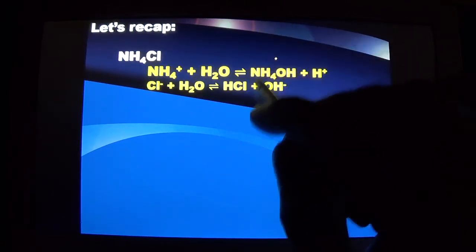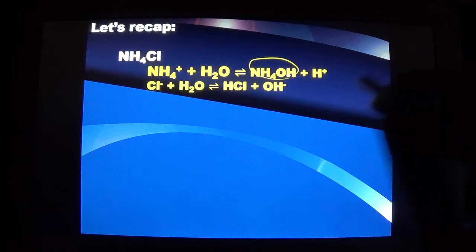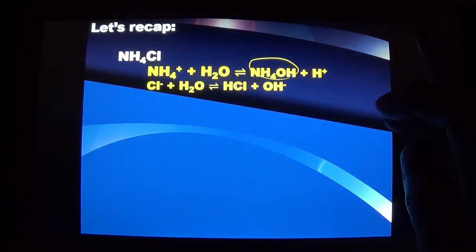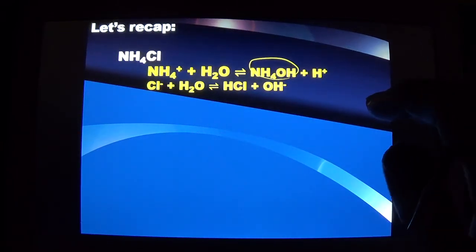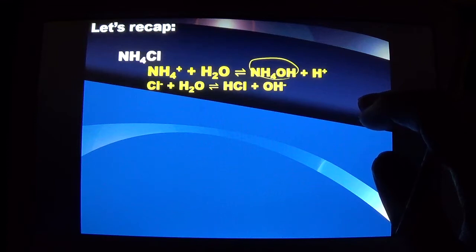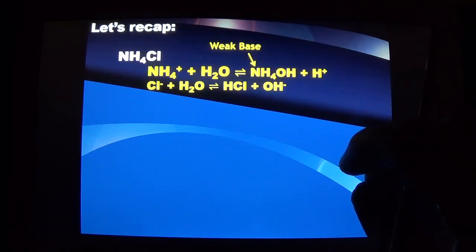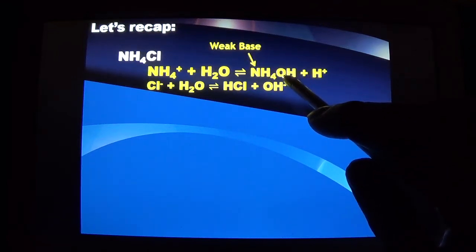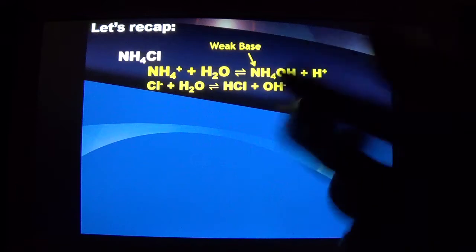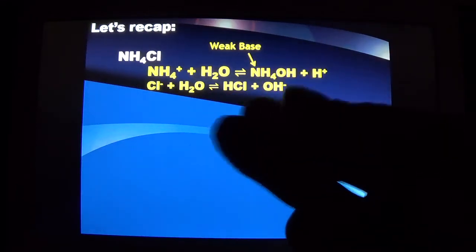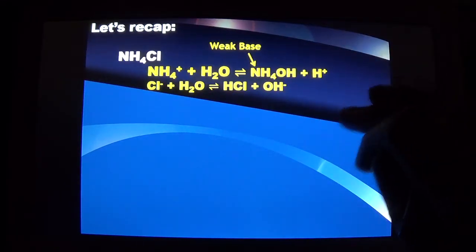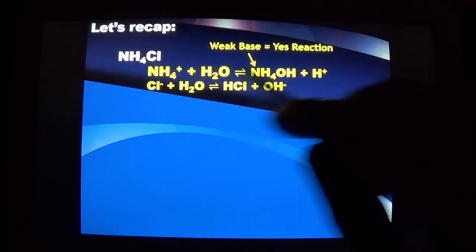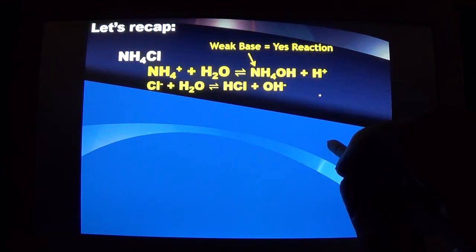Now I take them one at a time and I look at this compound. Is that a strong or weak base? Please tell me weak base. If it's a weak base, what by definition do weak bases not do? They do not ionize, meaning it will associate. It will come together well. So yes, we will get a reaction. That first reaction probably will occur.